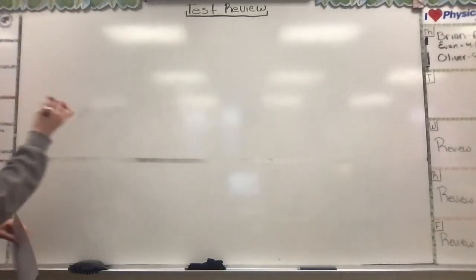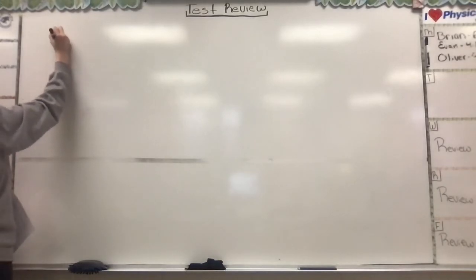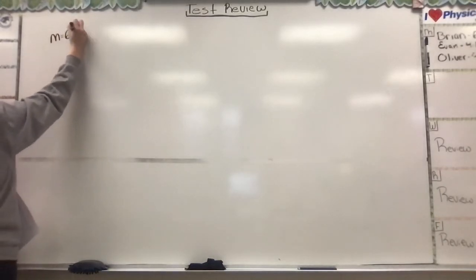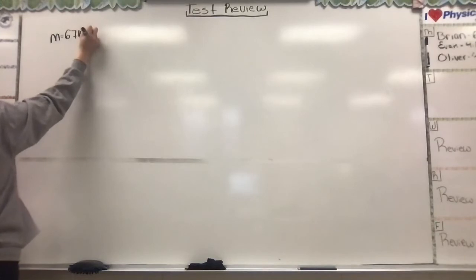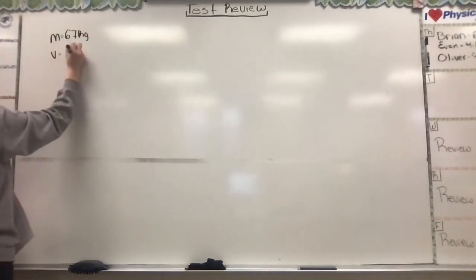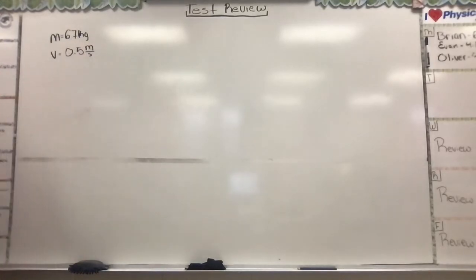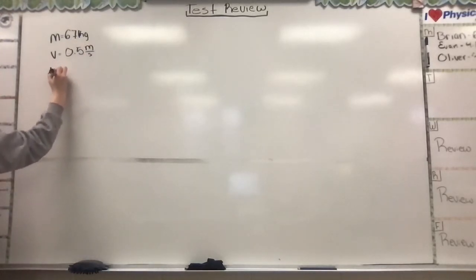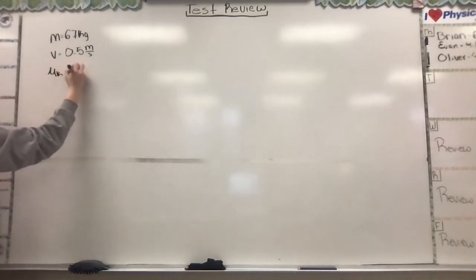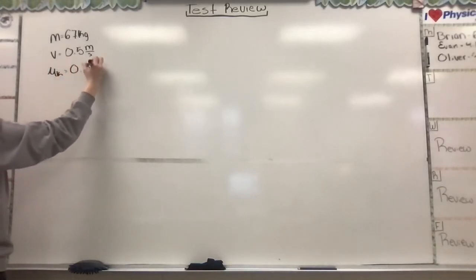Well, the mass is 67 kilograms. You're right about that. We have a mass of 67 kilograms. What else do we have? A velocity of 0.5 meters per second. Kinetic friction of... Is it the kinetic friction or is it the coefficient of kinetic friction? Coefficient of kinetic friction. Okay, and what's that equal to? 0.55. Do you have anything else?